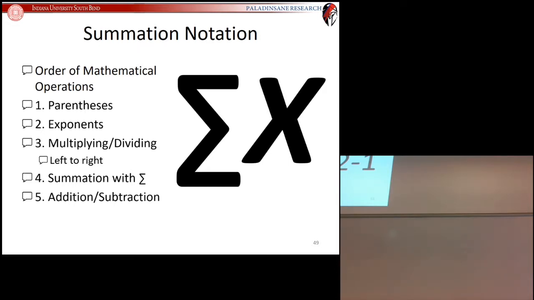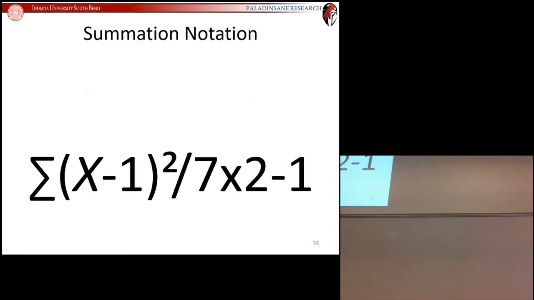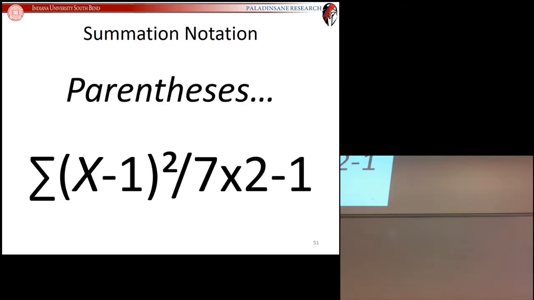So just to give you an illustration of how you would do a particular extended equation. So if we had this equation, the sum of the scores minus 1 all to the power of 2 divided by 7 times 2 minus 1. How do we do that in the correct order so that we can get the correct calculation? Well, the first thing that we do is anything in parentheses. So when you see something like the scores minus 1, what that means is that for every score, you take away 1. So whatever's being done to the symbol X, that means you do that to every score.